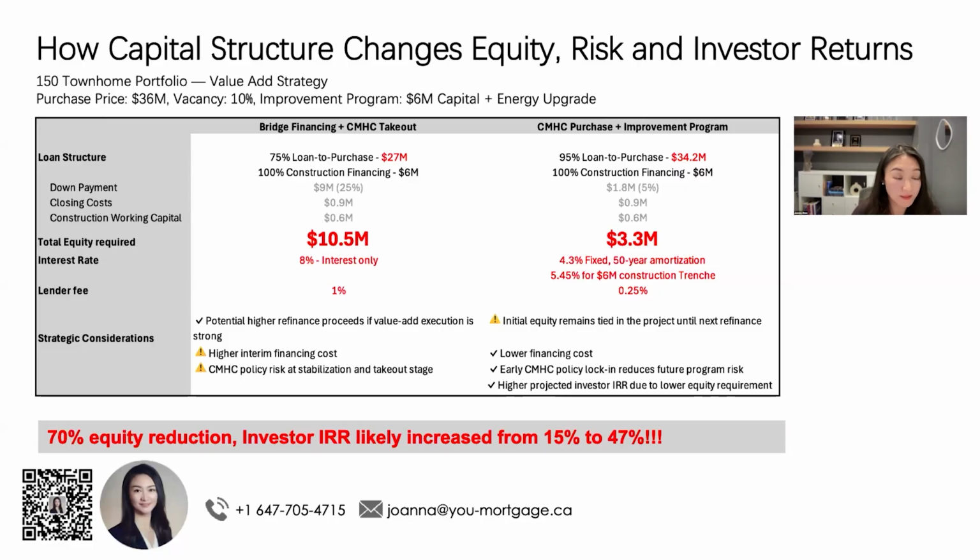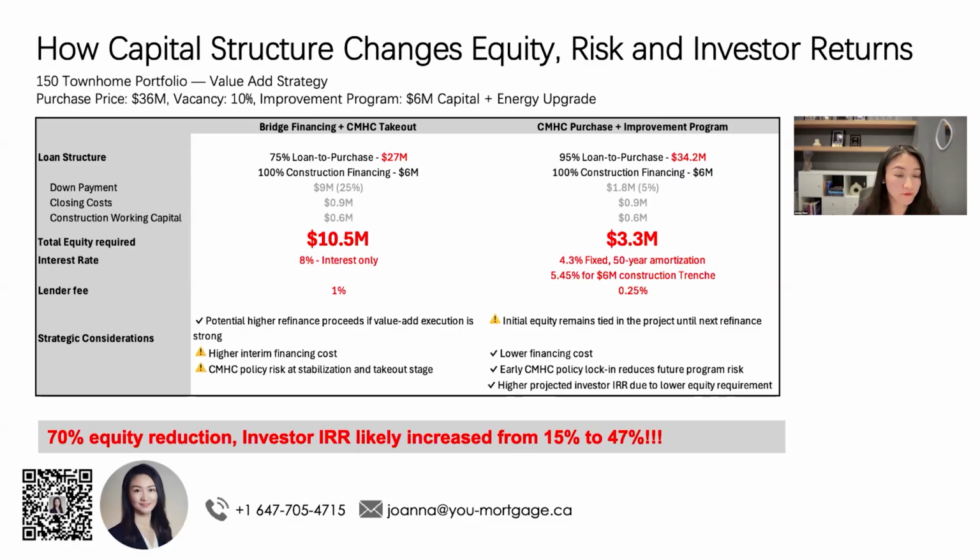So under this program, we only need 3.3 million to purchase this project. Can you imagine? You can use only 3.3 million to purchase a 36 million portfolio in Ontario. So it is very powerful if we structure the loan amount in a good way. And in terms of interest rate, it will be much lower.